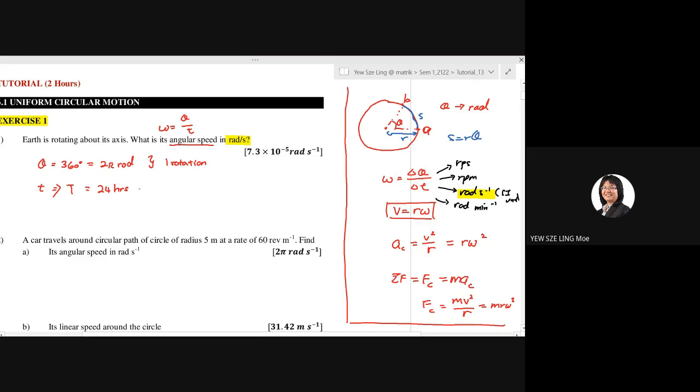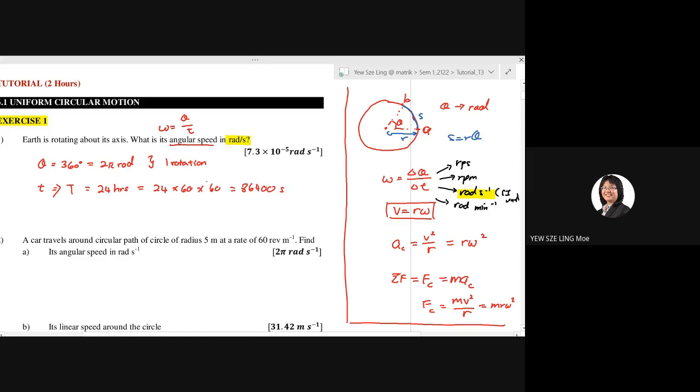So how to convert from hours to seconds? Now try to ask yourself, 1 hour equals how many minutes? Well, 60 minutes. 1 minute equals how many seconds? 60 seconds. So from here, you can calculate the total time taken for it to rotate one round in terms of seconds. So if you got it correct, you should get 86400 seconds.